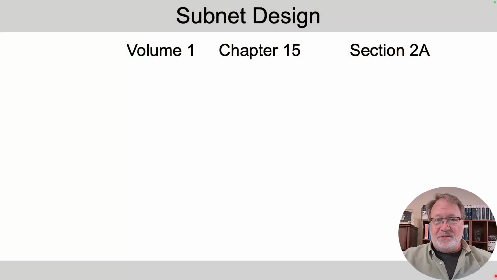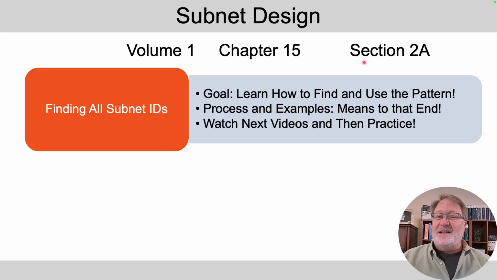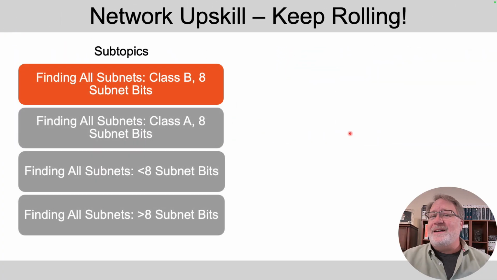All right, study group folks, if you've got the books and you're following along, we're in the current edition, volume 1, chapter 15, in section 2, and it's about finding all subnet IDs, and I've broken the content in the book into multiple matching videos here. And the goal I have for you is to learn how to find and use that pattern. The videos and the process are a means to an end, as I mentioned earlier. You should just keep watching the successive videos at this point, honestly. I could have you go back and look at the chapter at this point, but I think it's better to watch the videos in sequence and then use other resources.